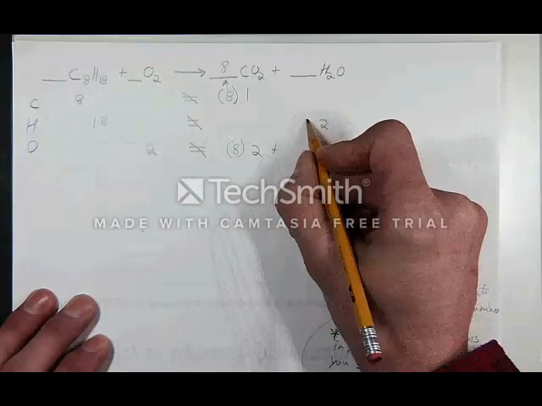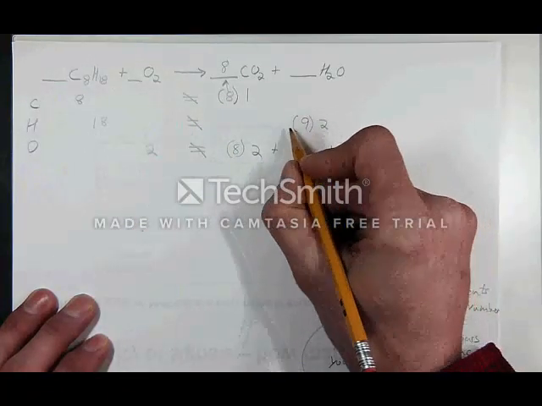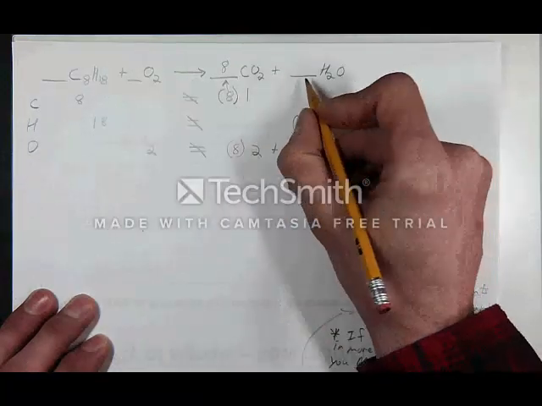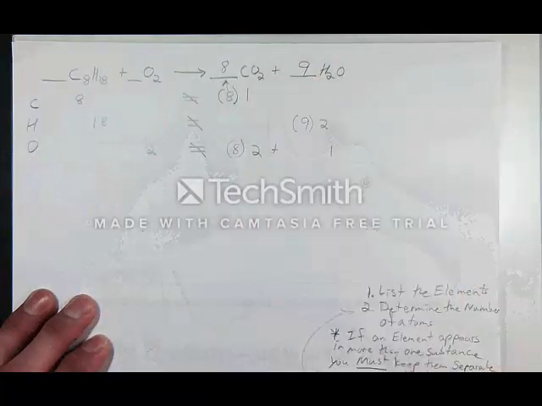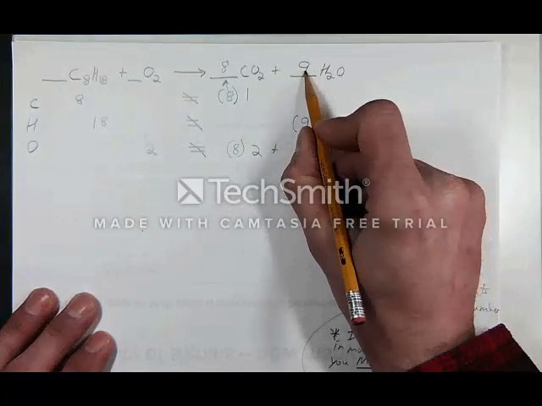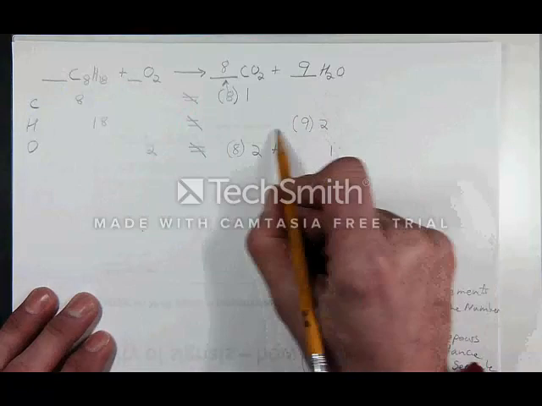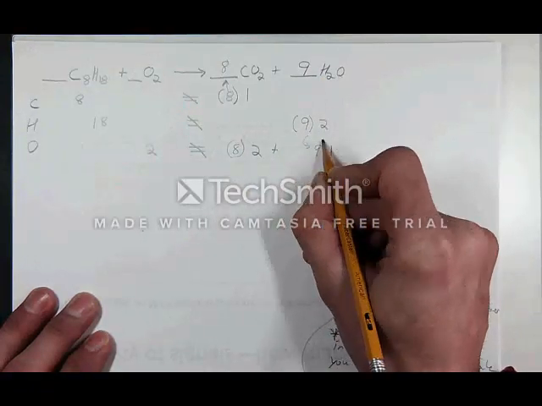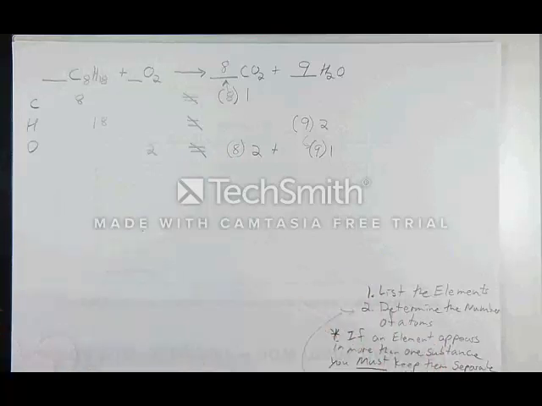18 doesn't equal 2, but we can fix that with a coefficient of 9. 9 times 2 does equal 18. We'll put a 9 up there. We reinspect every time we apply a coefficient. 9 was to balance the hydrogens, but it also applies to this oxygen, this guy down here. Now we get to the oxygens.